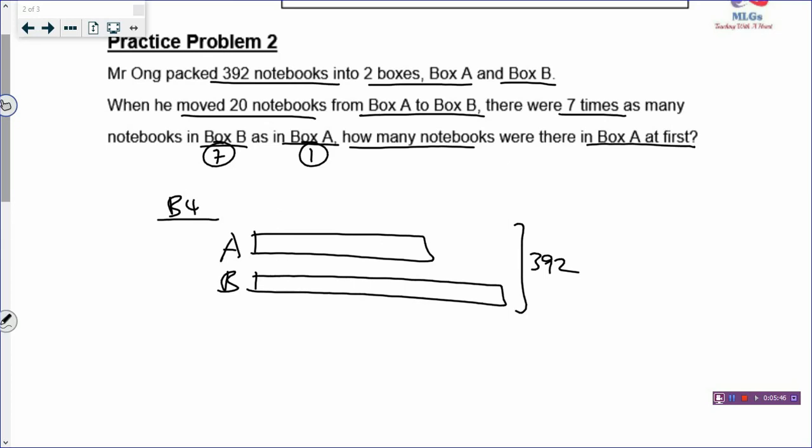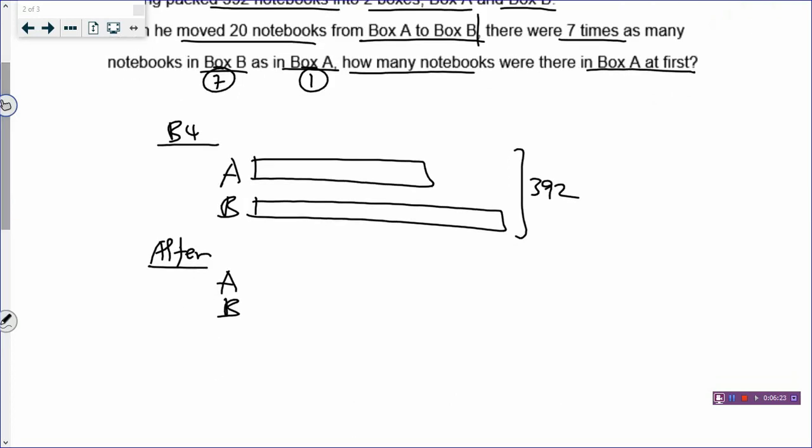After he moved 20 books from A to B, which means you cut away 20 from box A and then move to B. Now if you're not sure how to draw this sentence, the moving of the 20 books from A to B, you can always jump. Then there were 7 times in box B than box A. So that is your after. Every time you're not sure how to draw the sentence, then you jump.